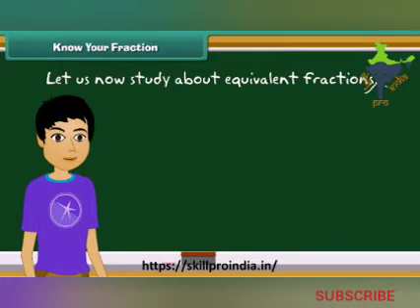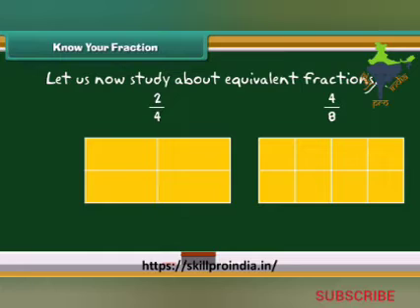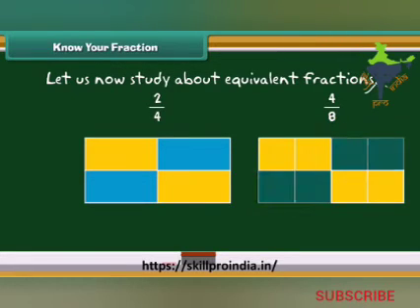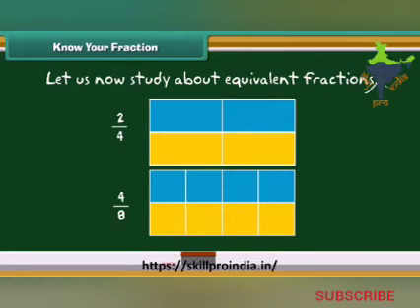Let us now study about equivalent fractions. Look at the rectangular boxes given below. In the first figure, 2 by 4 boxes are blue, while in the second figure, 4 by 8 boxes are blue. Observe carefully. The blue-colored parts of both the boxes are the same. This means 2 by 4 must be the same as 4 by 8. So, 2 by 4 and 4 by 8 are equivalent fractions.